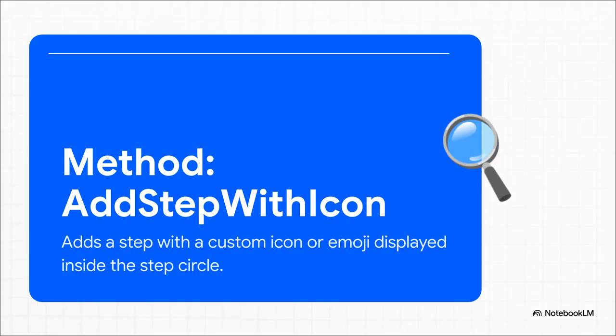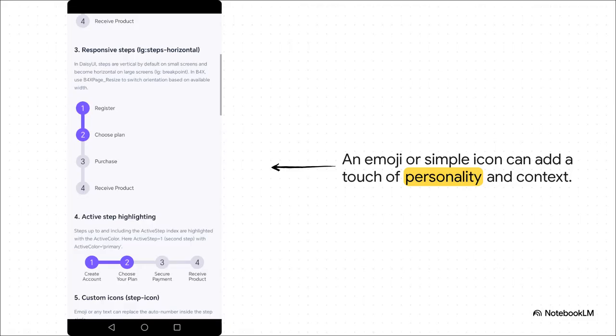The good news is you're not stuck with just numbers. There's this method called add step with icon, and it lets you swap out that number for pretty much any text character you want. And oh yeah, that absolutely includes emojis. And just like that, you can add some serious flair. Using a simple emoji or an icon just makes the whole process feel less generic. It adds this layer of visual context that a plain old number just can't match. It connects with the user on a totally different level.